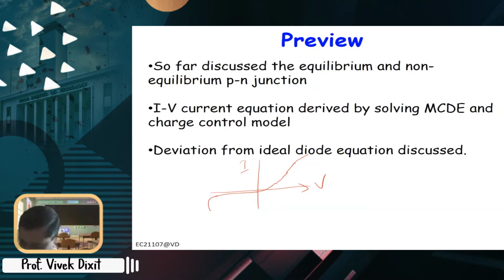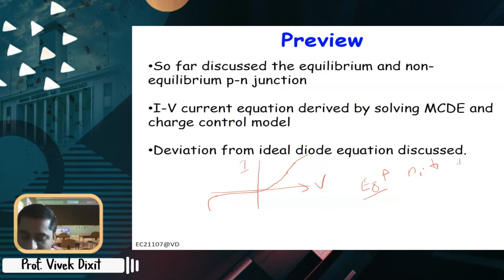Now let us take a short detour. What will happen if we increase the band gap? If we increase the band gap, how will it affect the performance of the PN junction diode, this IV characteristic? So if you increase the band gap, how will different parameters change? What about intrinsic carrier concentration? If band gap is increased, intrinsic carrier concentration will decrease, right?